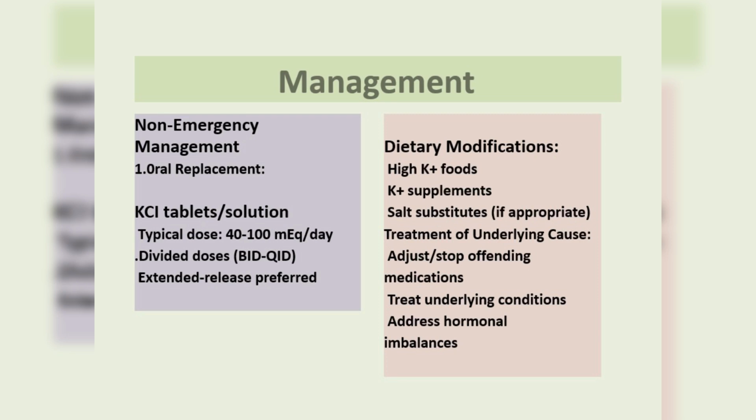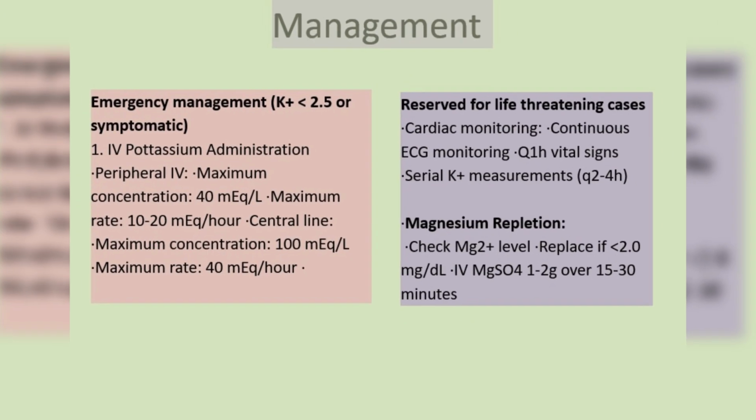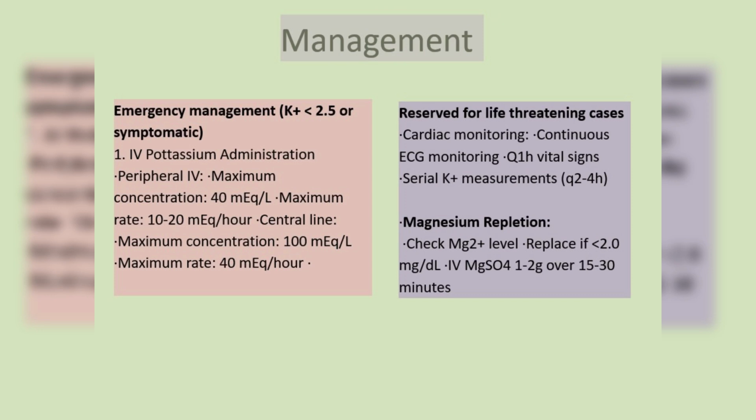Now, if the hypokalemia is severe, below 2.5, or if the patient is symptomatic, regardless of the number, then IV potassium is the way to go. And that's when we need to be extra careful. Absolutely. Continuous cardiac monitoring is a must. For peripheral IV, we usually keep the concentration at 40 mEq/L max and the rate no faster than 10 to 20 mEq per hour. To avoid irritating the vein.